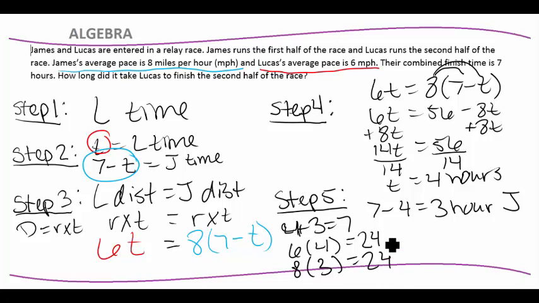Now what we really want to know is, does this make sense with the problem? We know that James's average pace is 8 miles per hour, and Lucas's average pace is 6 miles per hour. It took Lucas 4 hours to finish his part of the race, and it took James 3 hours to finish his part of the race. So this makes sense. It's going to take Lucas longer to finish his race because he is running slower than James. So this is checked.